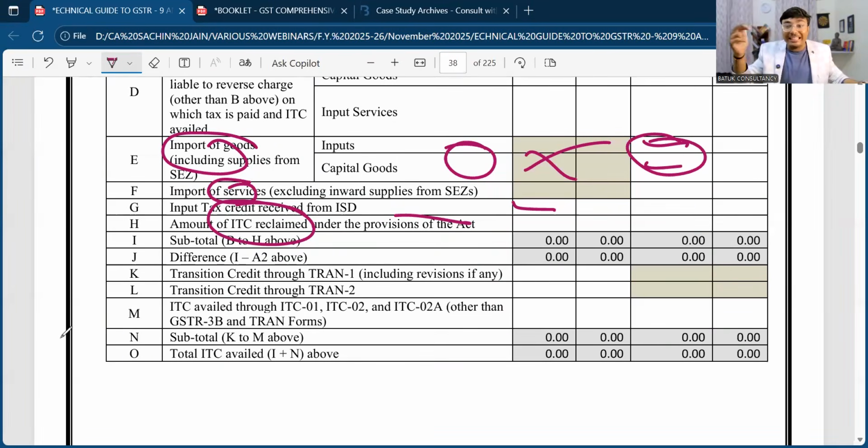I hope all the clauses which we have covered in today's session are okay for each and everyone. Okay.